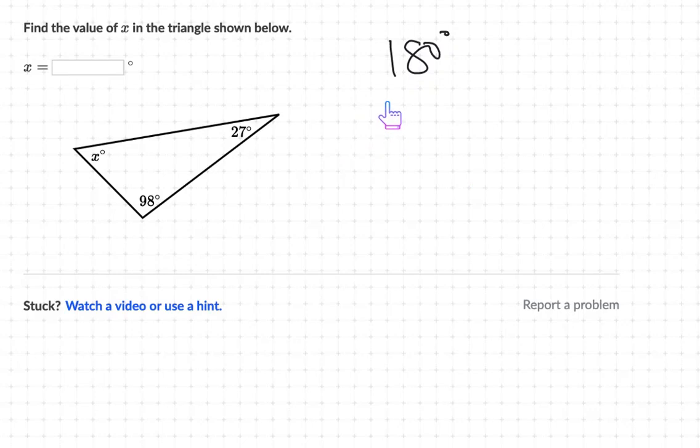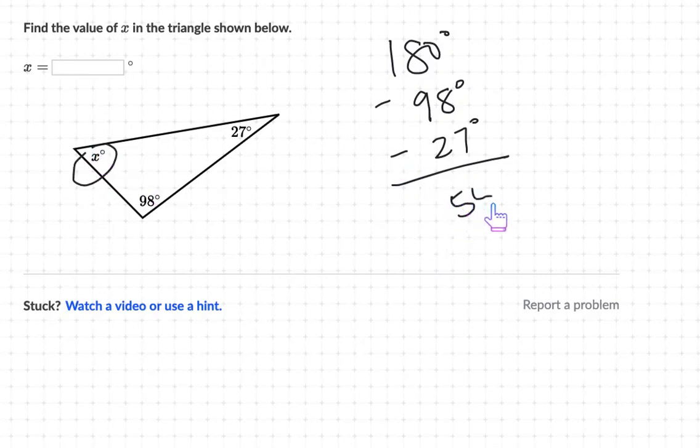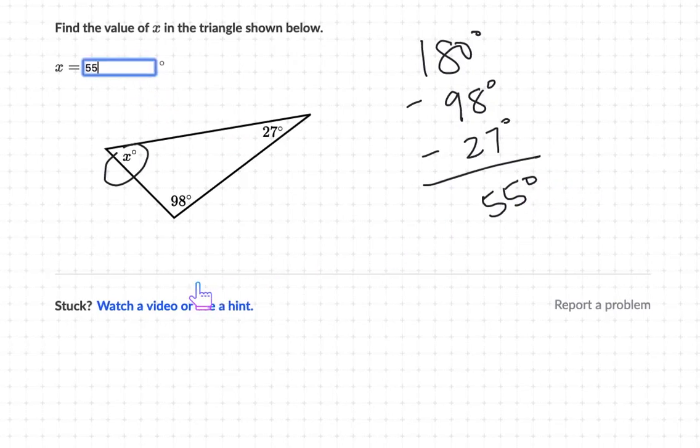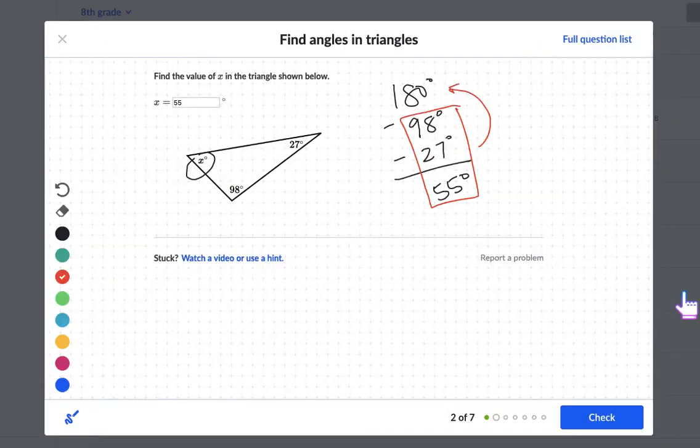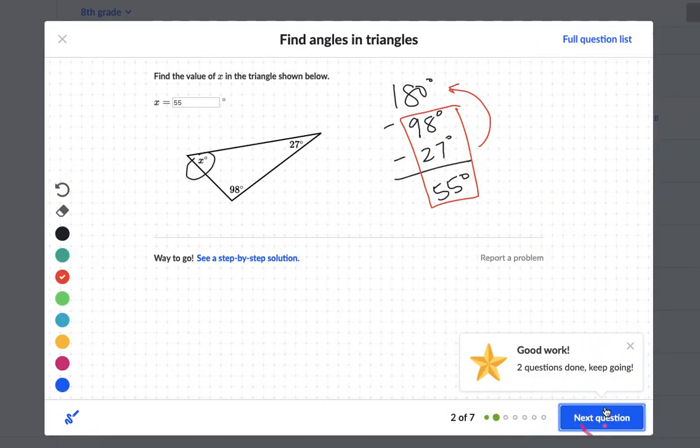So again, the easiest way is just to take your calculator and subtract those two angles, because you're going to get what's left over, which is 55 degrees. In your calculator, you can double check and see if these three angles will add up to 180 degrees, and they should.